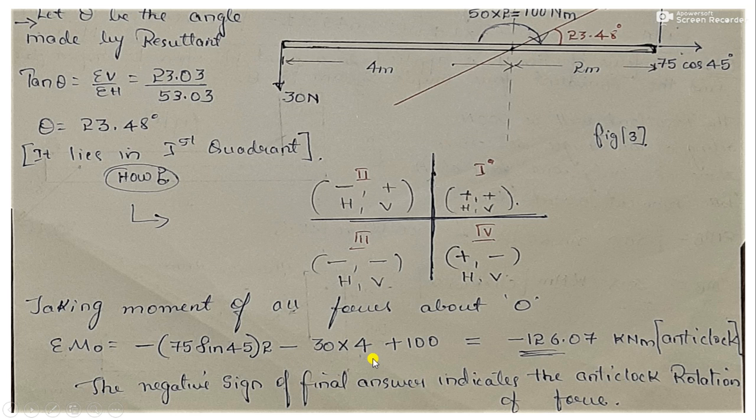Hence, minus 30 into 4 plus 100. Since the couple is acting clockwise, we have to take it as positive, because clockwise is positive and anti-clockwise is negative. Plus 100 will give you the final answer of minus 126.07 kilonewton meter. The minus indicates anti-clockwise. The negative sign of the final answer indicates the anti-clockwise rotation of the force.